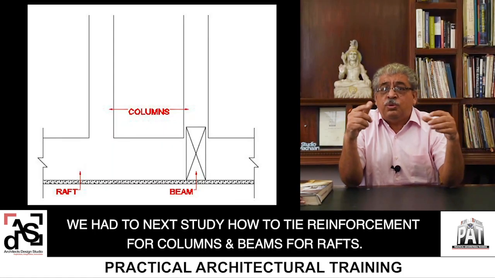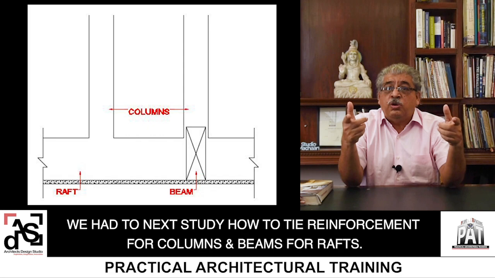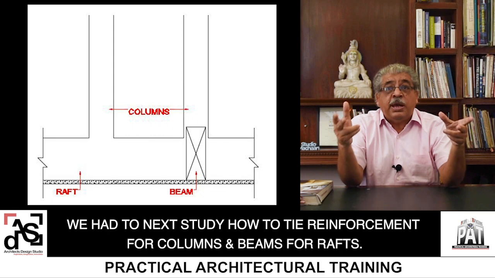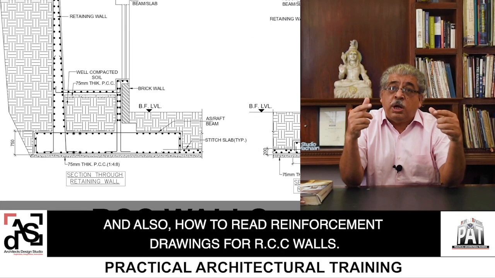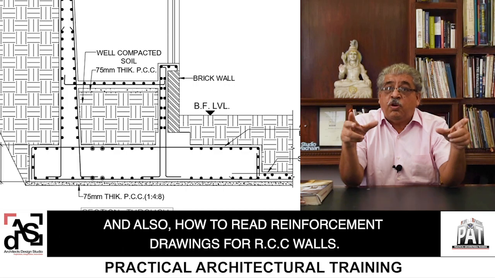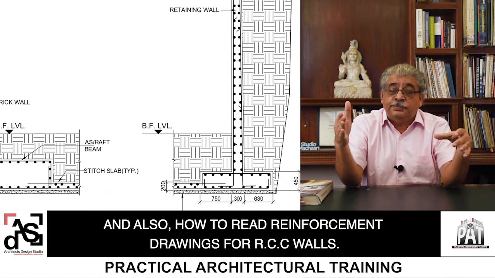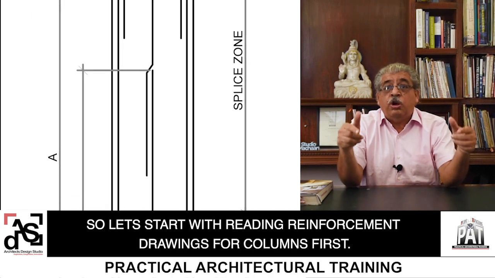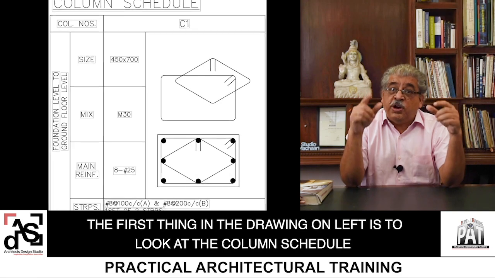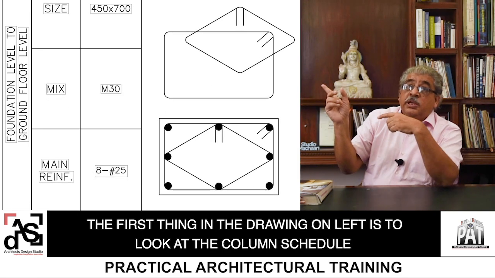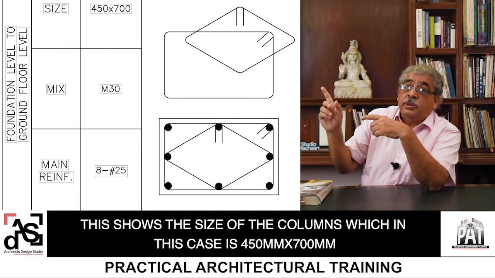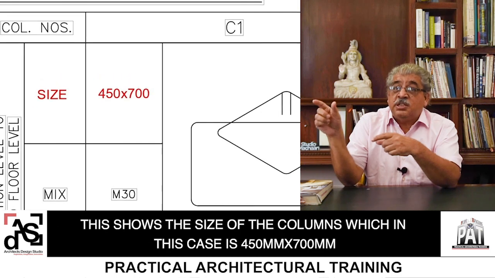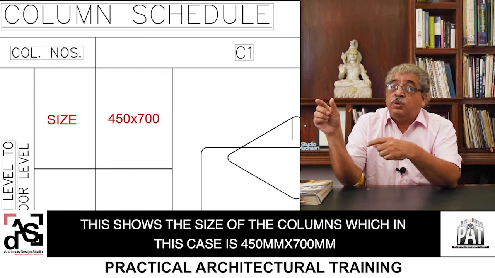We had to next study how to tie reinforcement for columns and for beams for rafts, and also how to read reinforcement drawings for RCC retaining walls. So let's start with reading reinforcement drawings for columns first. The first thing in the drawing on the left is to look at the column schedule. This shows the size of the columns, which in this case is 450 mm into 70 mm.